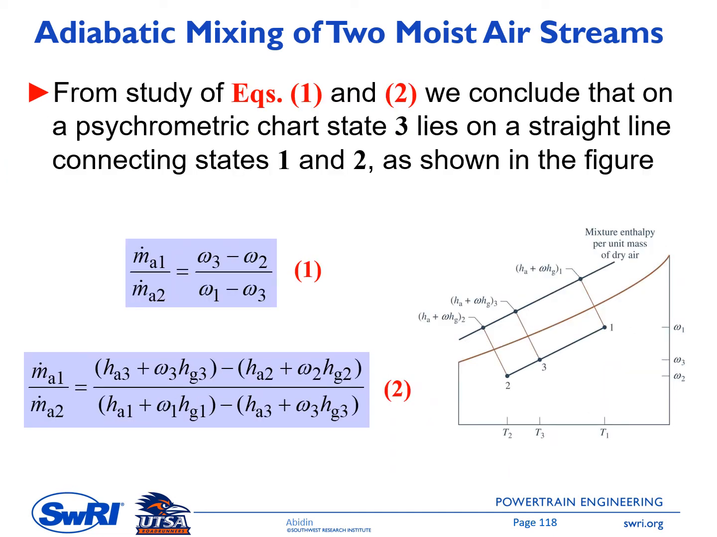If you look at the form of equation 1 as well as equation 2, we can conclude that on a psychrometric chart, state 3 lies on a straight line connecting state 1 and state 2. So this is state 1, this is state 2. It is simple, like when you do an interpolation. You can check this correlation that state 3 must lie on a straight line connecting state 1 and state 2.